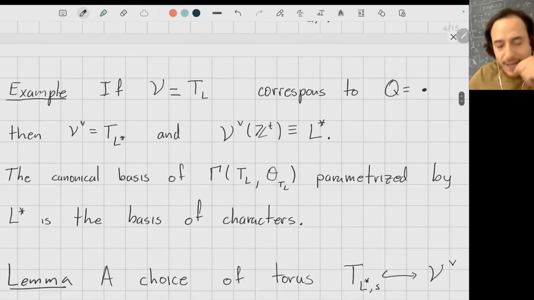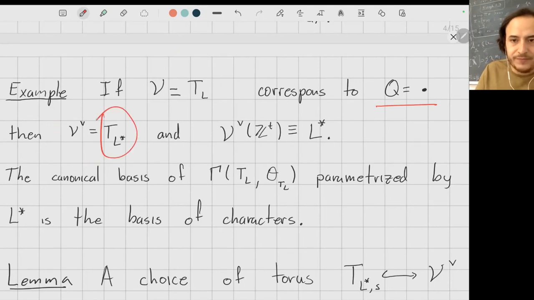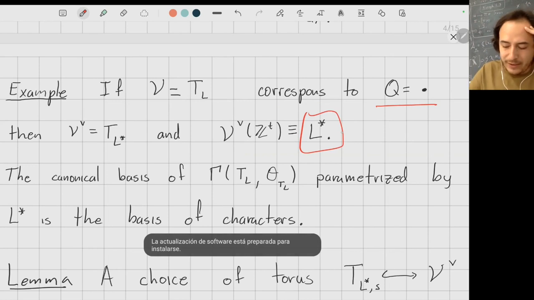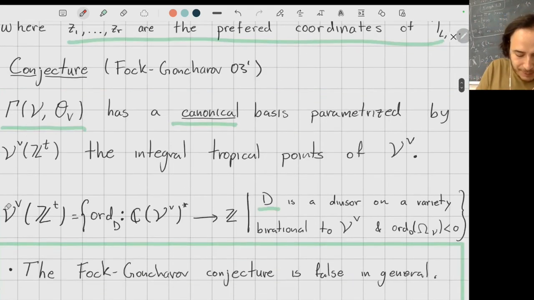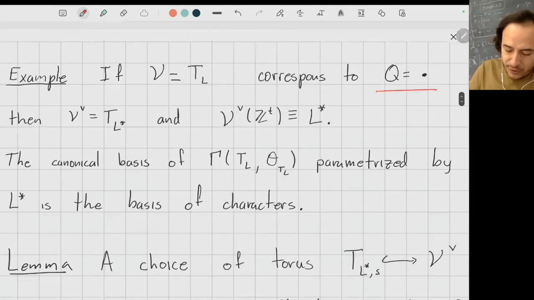When I'm in the toric case, the quiver is just a single vertex. My variety is just a torus, and the dual variety is just going to be the dual torus. In this case, we have an identification of the tropical space associated to the dual cluster variety with the lattice L dual. Essentially, if you apply this definition to the toric case, what you obtain is a toric divisor. So this is just going to be the set of toric divisors that corresponds to the cocharacters of the torus. And in this case, the canonical basis of the regular functions of the torus, parametrized by L dual or by this tropical space, is simply the basis of characters.